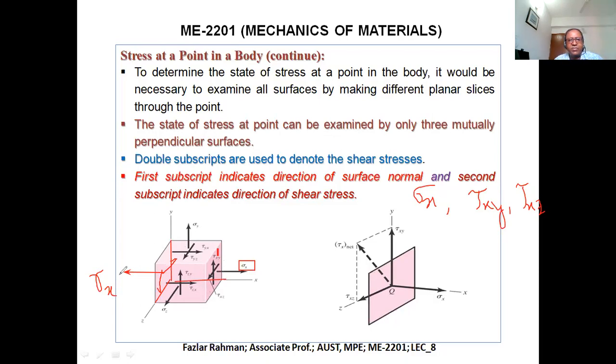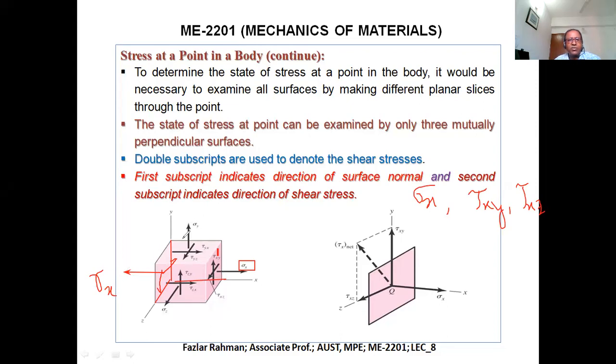Sigma x minus sigma x, 0. Tau xy working upward and this tau xy downward will be 0. Tau xz working along this side and this one going along this side, so this will be 0. So this face has 3 stresses, over here also 3 stresses, but they are equal and opposite in sign.